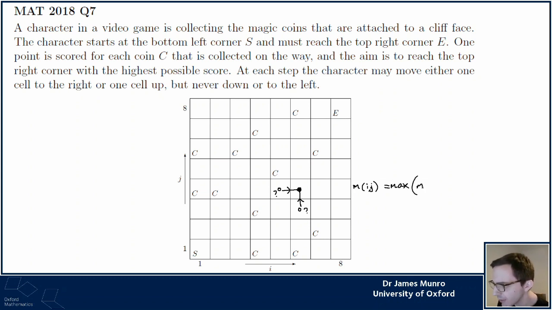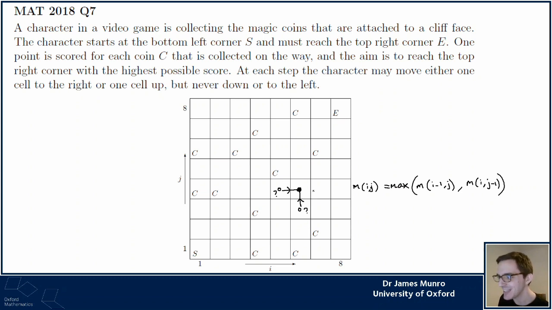Okay, so I want the maximum of these 2 numbers. The notation's a little bit involved, but that's m of I minus 1 j and m of I j minus 1, and that's how I write my maximums. You could probably write that out with words if you like. Oh, there's a catch though, because I might actually pick up a coin on this square too.